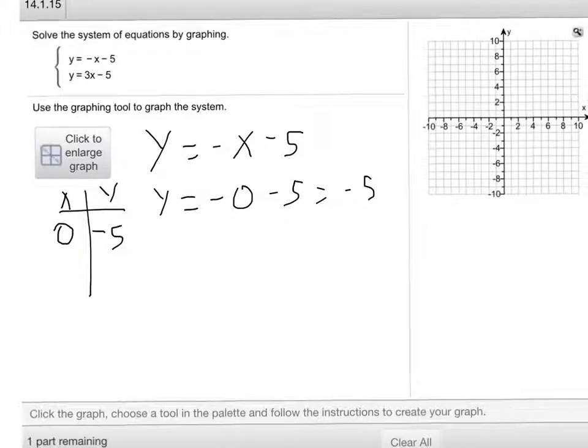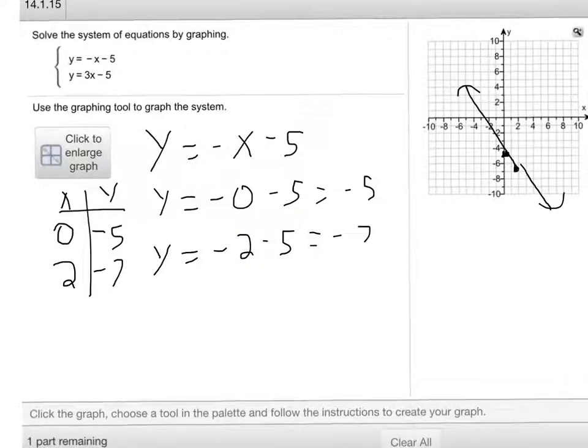Then you need to choose a second one. I'm just going to pick 2. I could choose 1, but I like to sometimes spread out my coordinates some. So I'll put in 2 for x, and so negative 2 minus 5 is negative 7. So I can plot this line: 0, negative 5, it's hard to plot here, but that's around there. And then 2, negative 7. Not doing the best job here, but there's the first line.